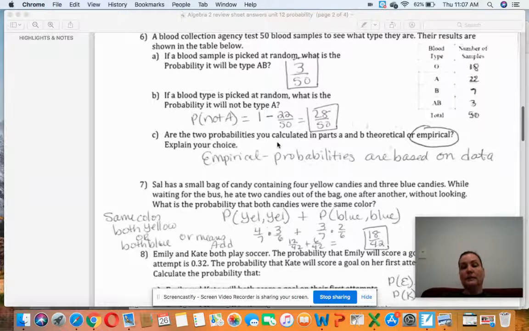Are the 2 probabilities you calculated theoretical or empirical? Explain your choice. It's empirical because these are based on data. So anything that is a survey or a collection of data, that is empirical.